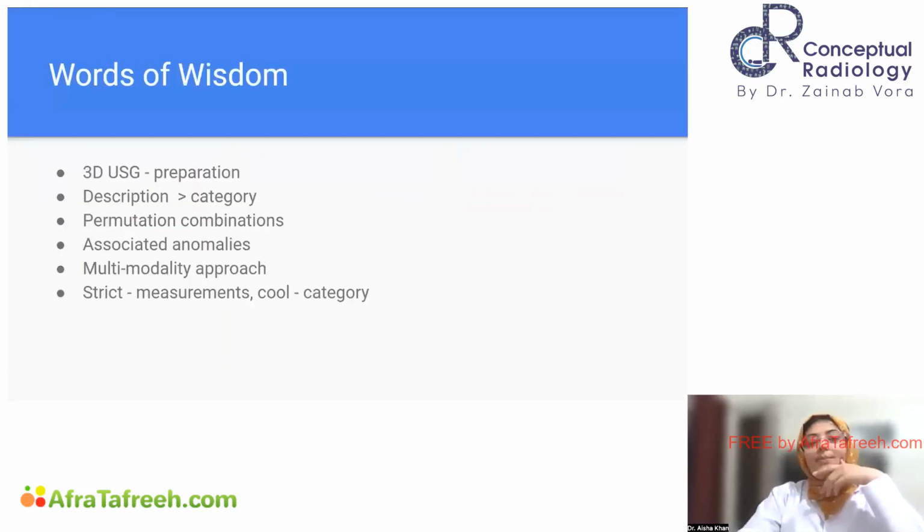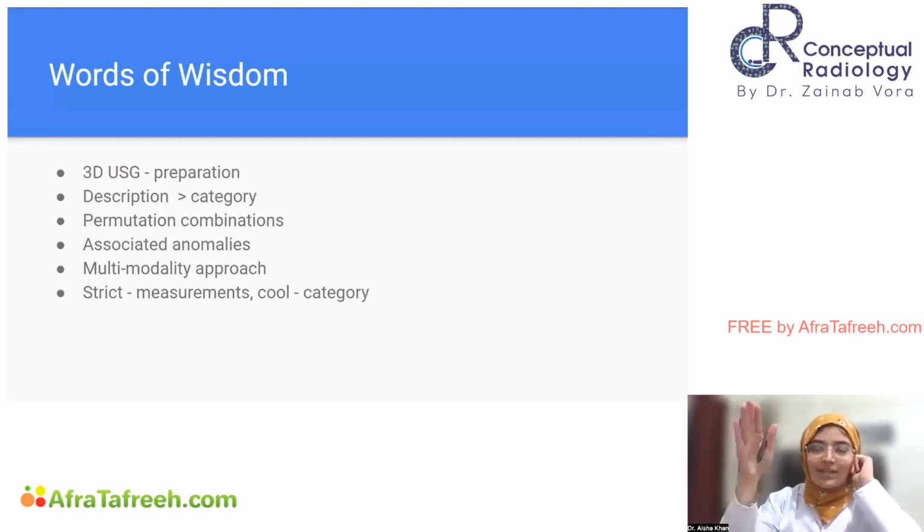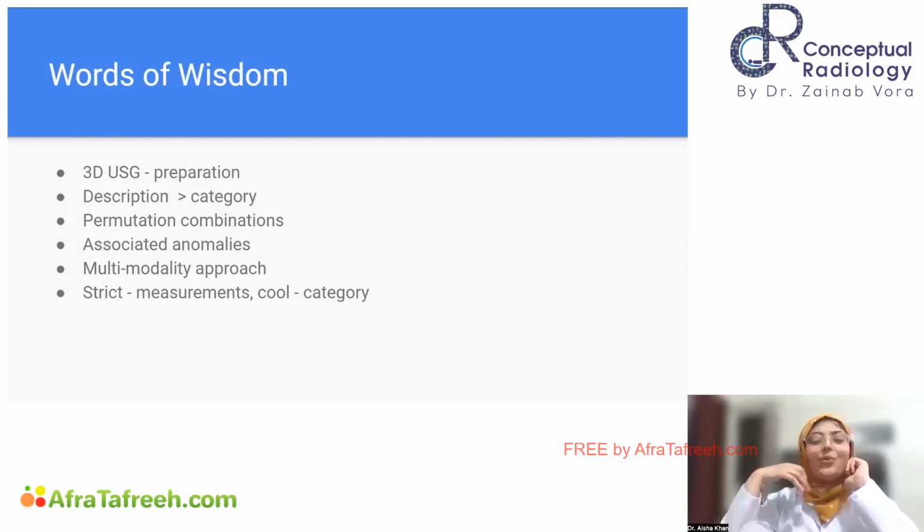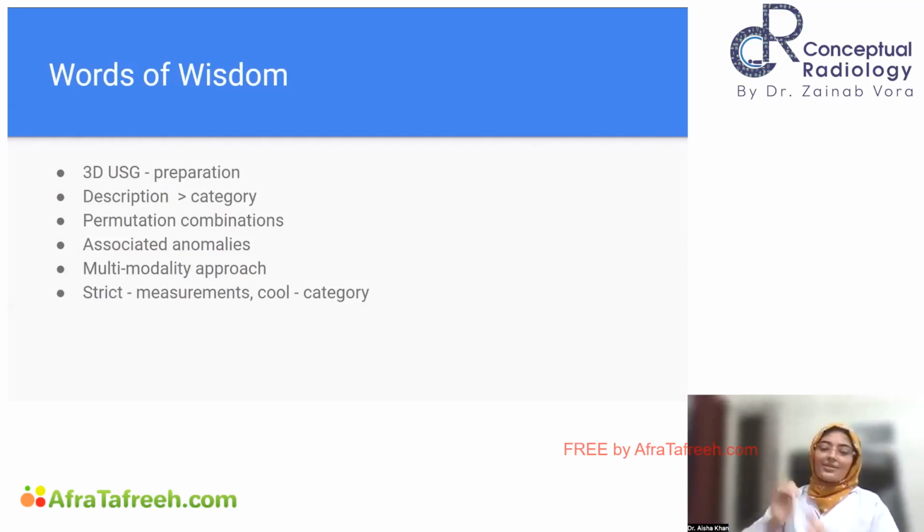So the words of wisdom are: don't try to skip 3D ultrasound for an MRI, and that too with preparation should be the ideal thing. Description is more important than categorizing and force fitting into one category. All kinds of permutation combinations are possible in real practice. Always look out for associated anomalies. A multi-modality approach comes a long way, and be strict with measurements and cool with the categories.